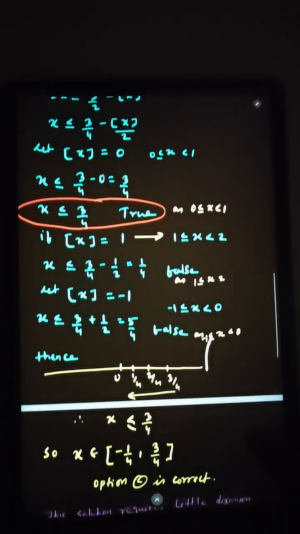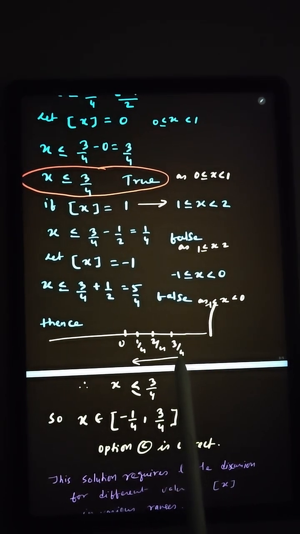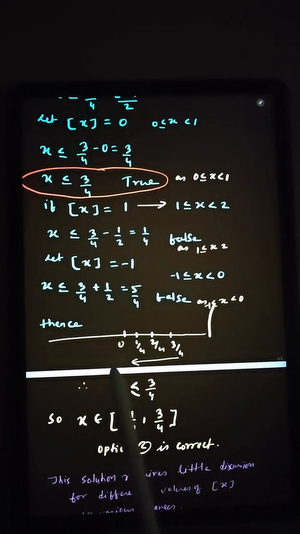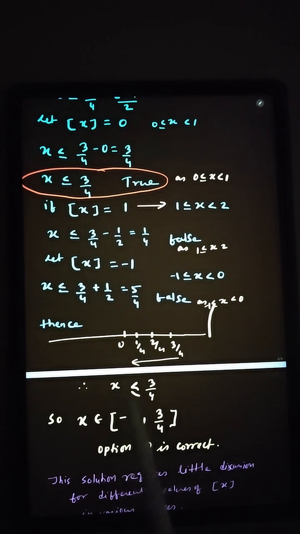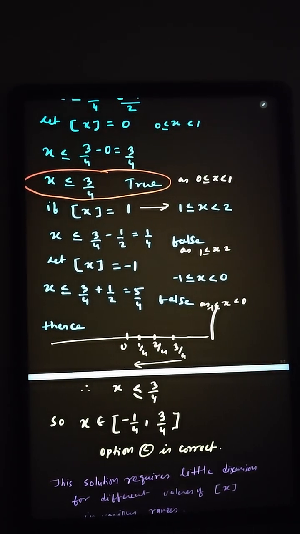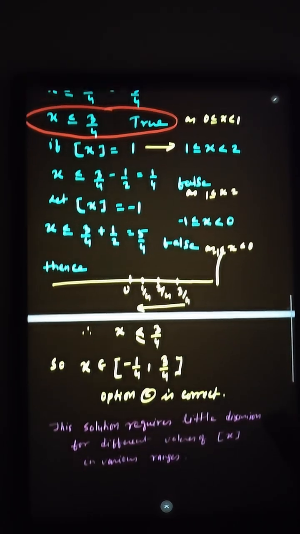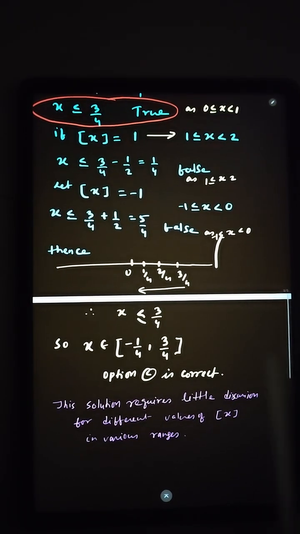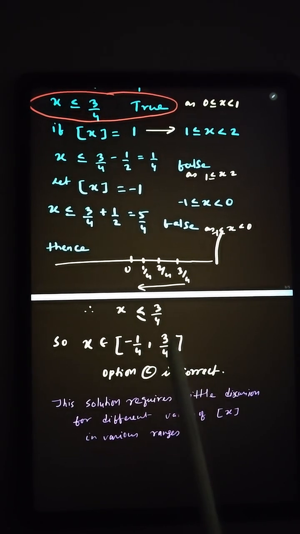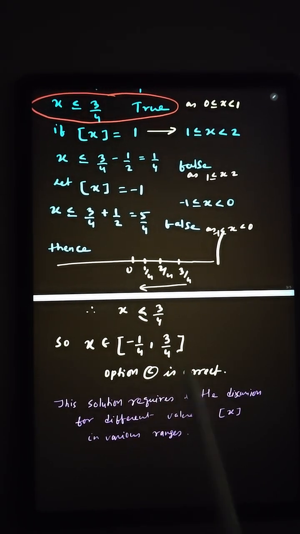So in this way we have got a rough idea what will be our upper limit, that is greater than 3 by 4. Oh sorry, x will be less than 3 by 4. Okay, so x is less than or equal to 3 by 4, which in this case is when the greatest integer function we have taken as 0. So in this way, combining the first case in which we have got x greater than or equal to minus 1 by 4, and this is less than or equal to 3 by 4, this will be your required domain. So option C is correct.